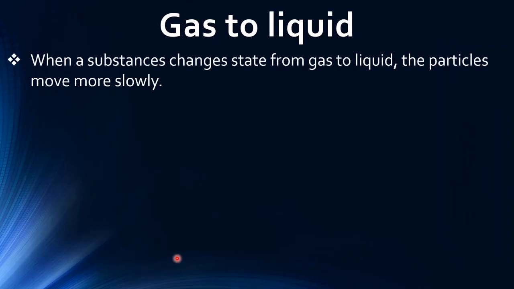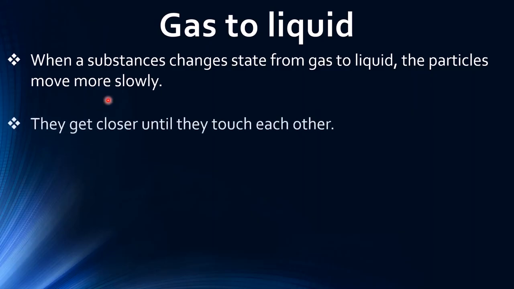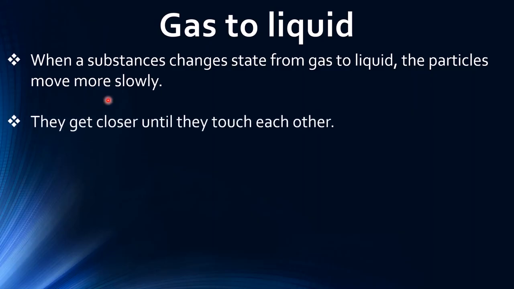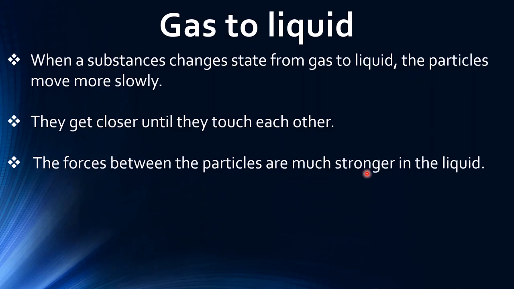Gas to liquid. When a substance changes state from gas to liquid, the particles move more slowly. Here they say that when the substance is changing from gas to liquid, not liquid to gas, the particles move more slowly because the distance between them is very little. They get closer until they touch each other. In gas, the particles are far apart, and in liquid, they're medium, so they start touching each other. The forces between the particles are much stronger in the liquid because the particles touch each other more than in the gas, right?